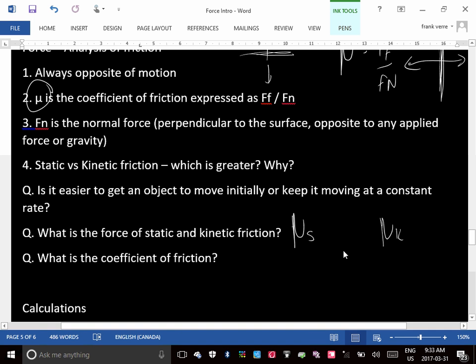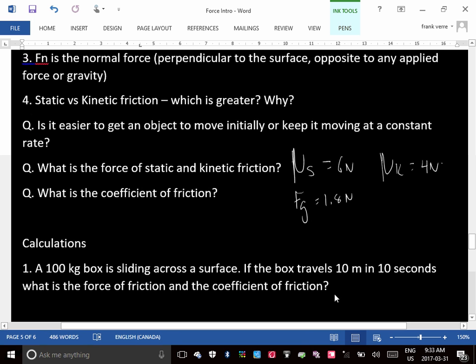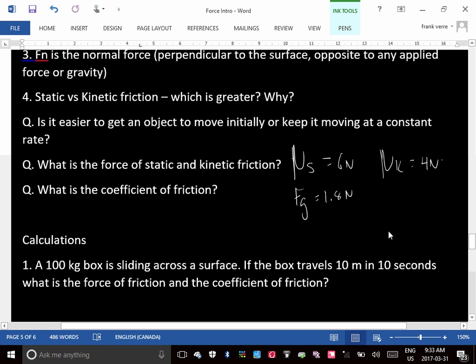Your static friction was about what? 6 newtons. Your mu k was about 4, you said. And what was the weight of your object? 1.8. So if your weight was 1.8 newtons, now that object that you have, 17 newtons? Sorry. Okay, so we'll just say your weight was about 18 newtons.